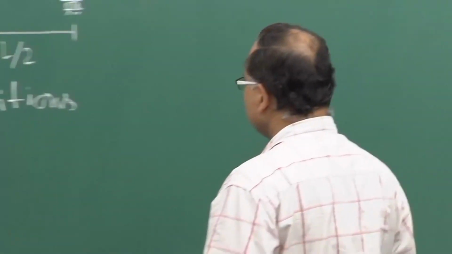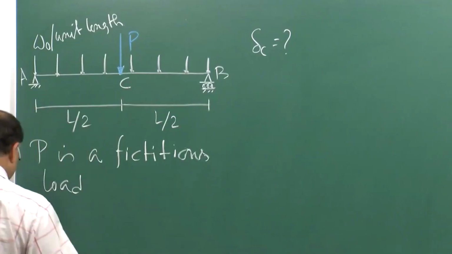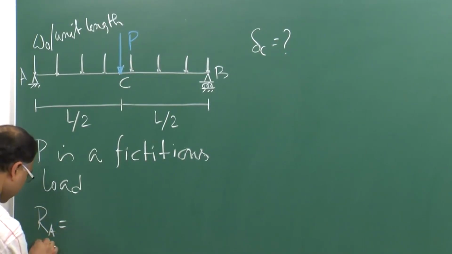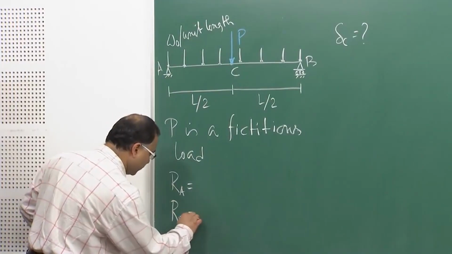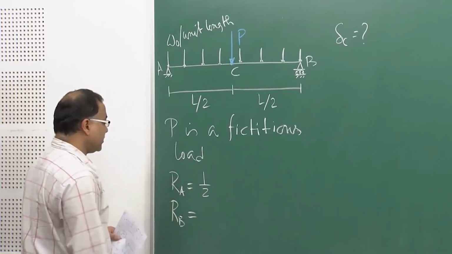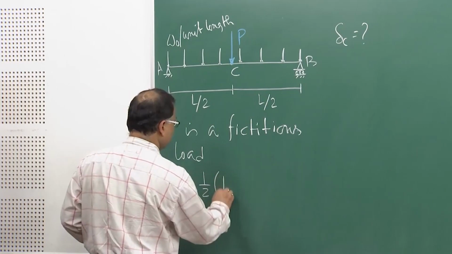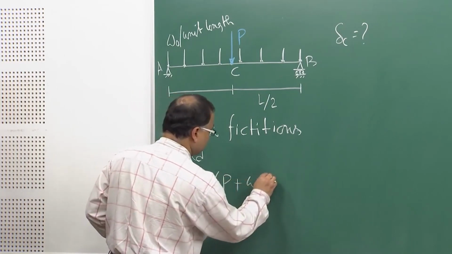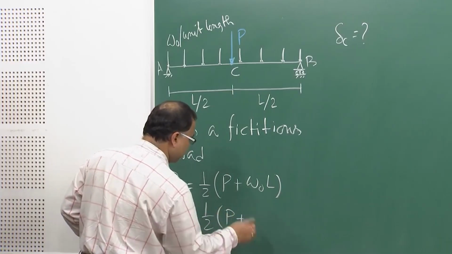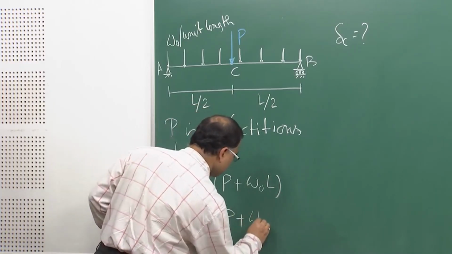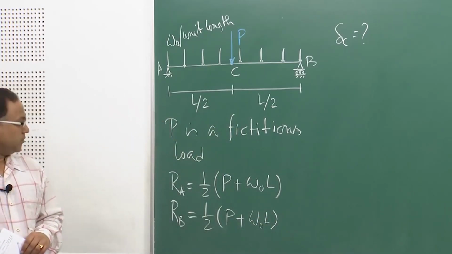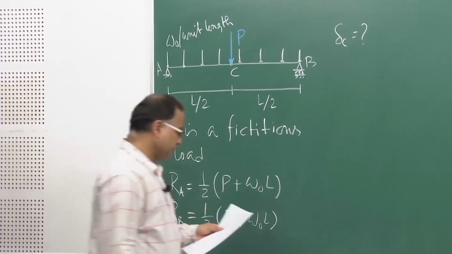Now, what is your first job for this kind of problem? Find out the support reactions, and you know how to find them. So, RA and RB, due to symmetry, will be the same. So, each is equal to half into P plus W naught L. Fine. So, these are the reactions.